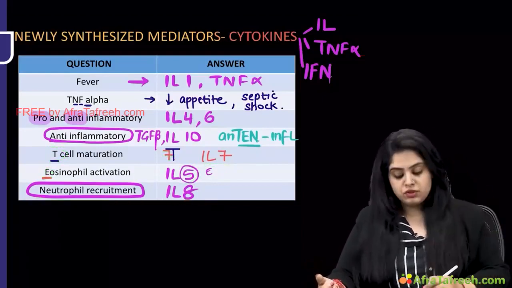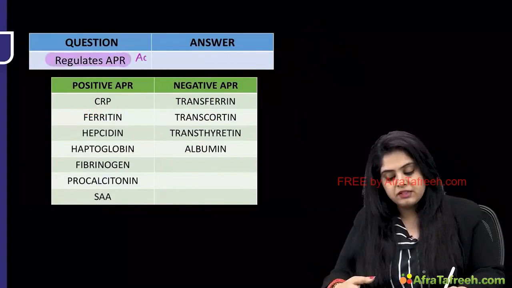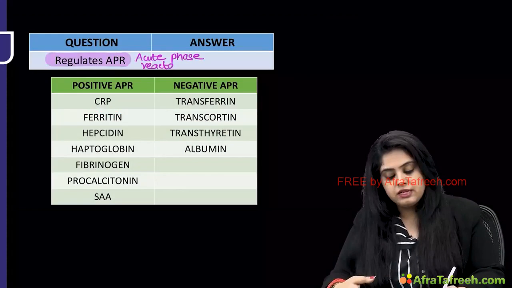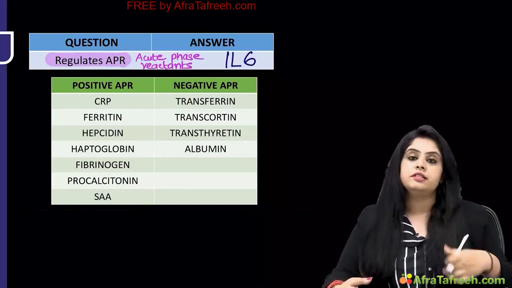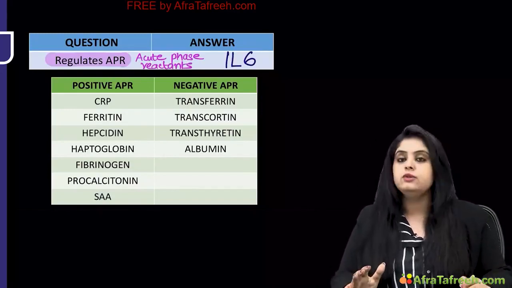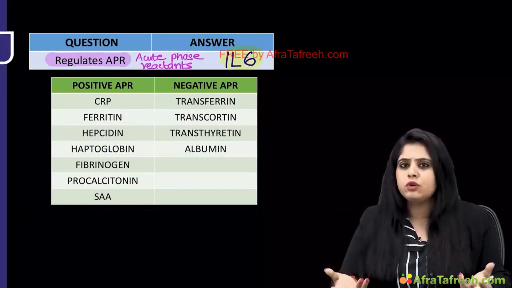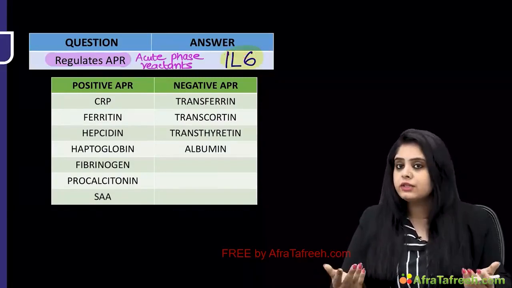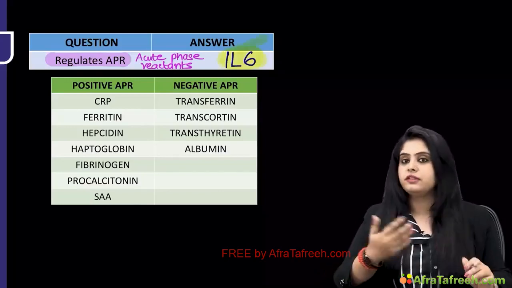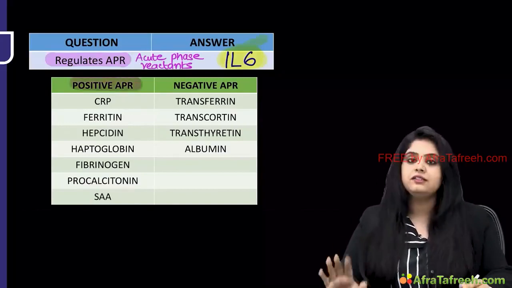Now, coming to the next. Which is the interleukin that regulates APRs? What is APRs? APRs are acute phase reactants, and that is going to be interleukin 6. Please remember, interleukin 6 became very famous after COVID. You understood, that cytokine storm happened in COVID and interleukin 6 levels were going off the roof. Whenever interleukin 6 levels go up, two things can happen in my body. Some of the levels of APRs will increase along with it.